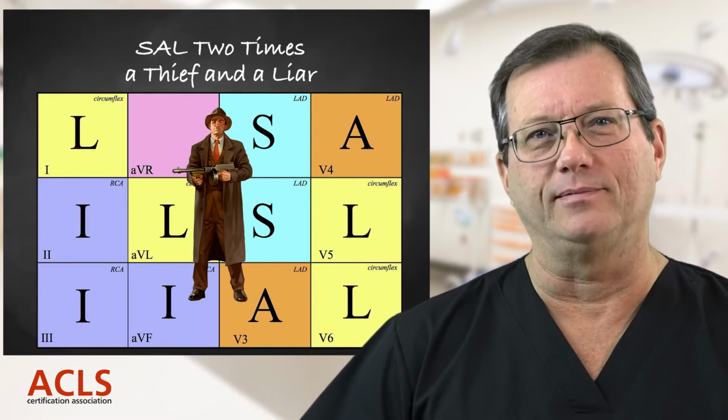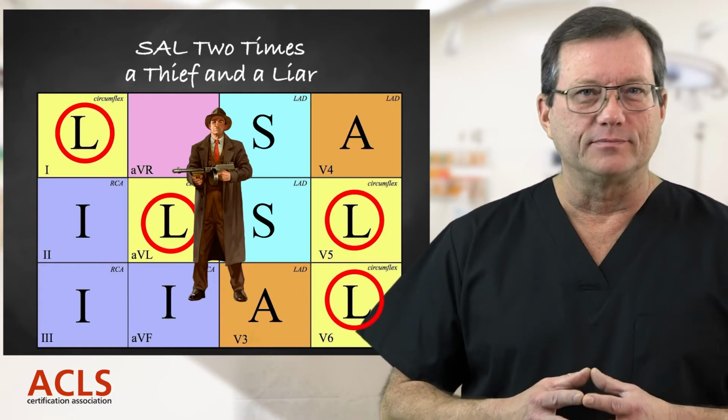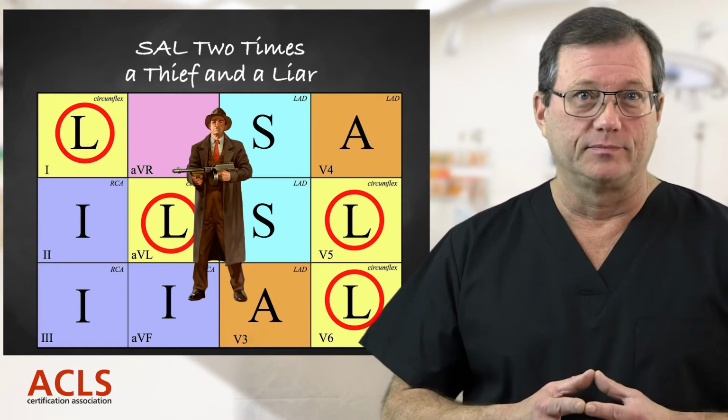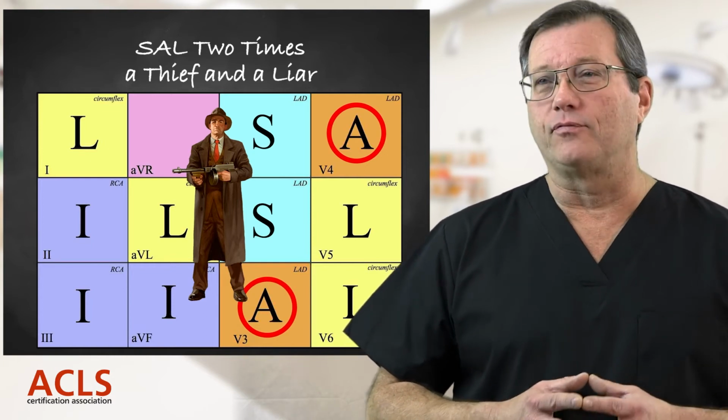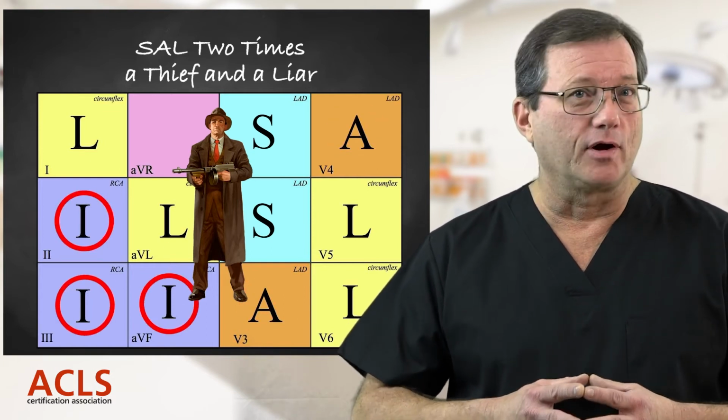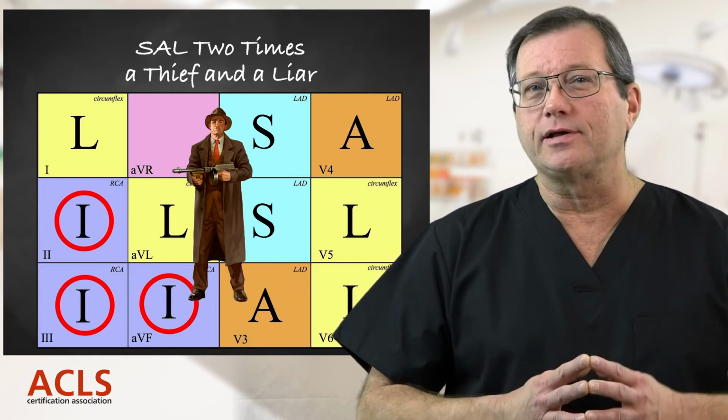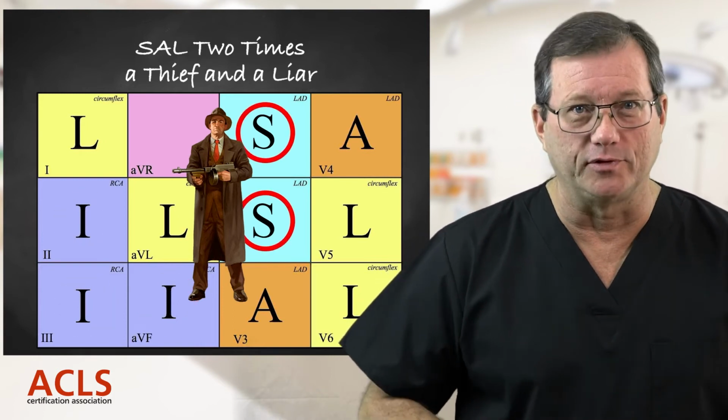2 times Sal. If we look at all the L's, well, that's going to give us our lateral view. If we look at all the A's, that gives us our anterior view. If we look at all the I's, we have our inferior view. And if we look at the S's, we have our septal view.